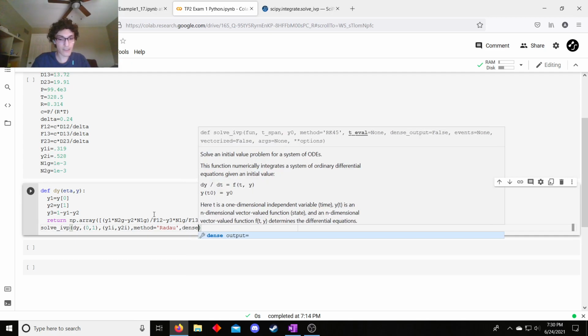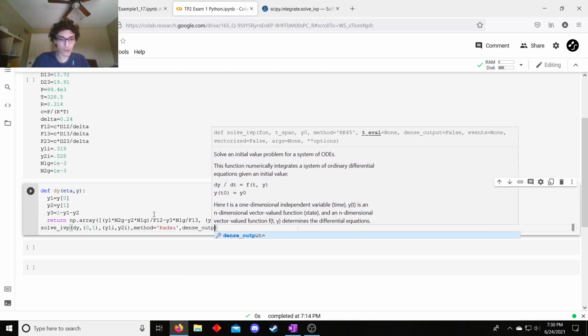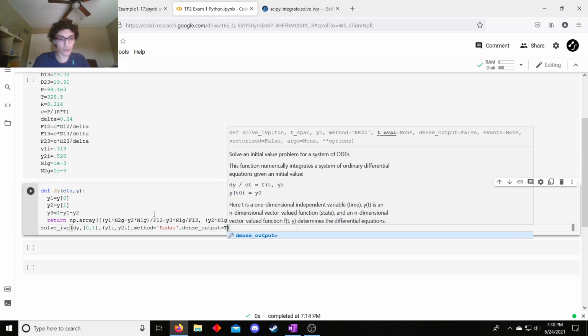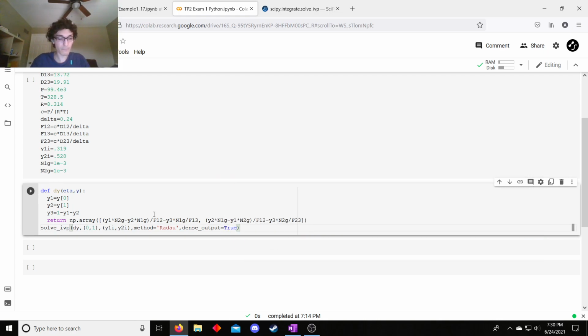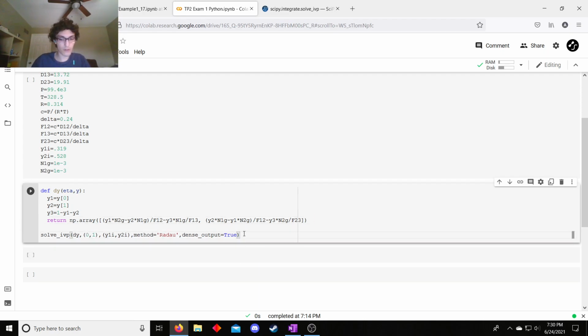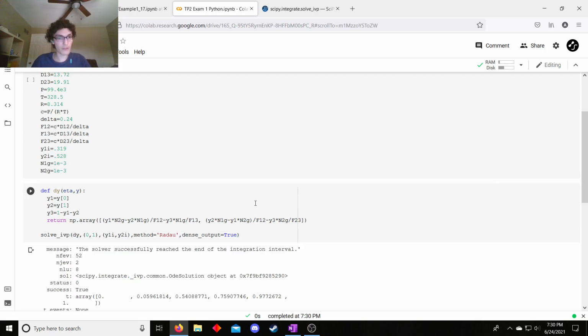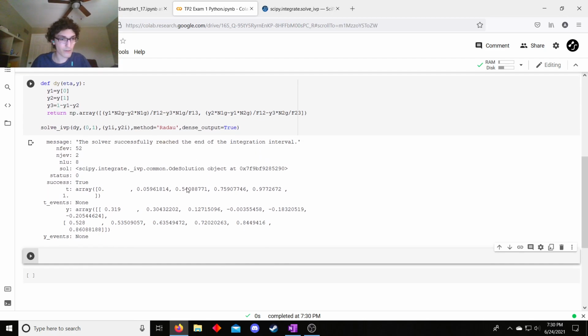And then we're going to set dense_output equal to true. Okay, so run this. Hopefully no errors. We've had errors in the past.